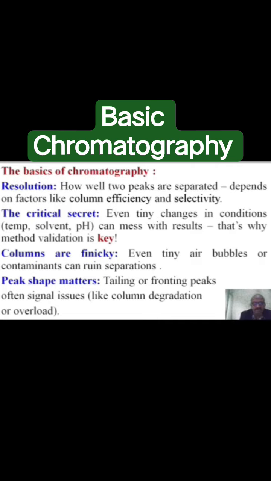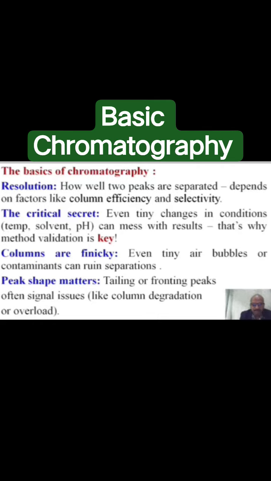The critical secret in resolution is that even tiny changes in conditions like temperature, solvent, and pH can mess with the results. That is why method validation is the key for this analysis. Columns are finicky. That means even tiny air bubbles or contaminants can ruin the separations. So column packing is very, very important in chromatography.